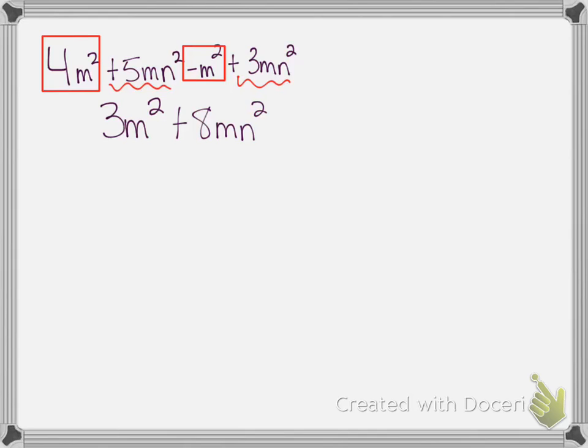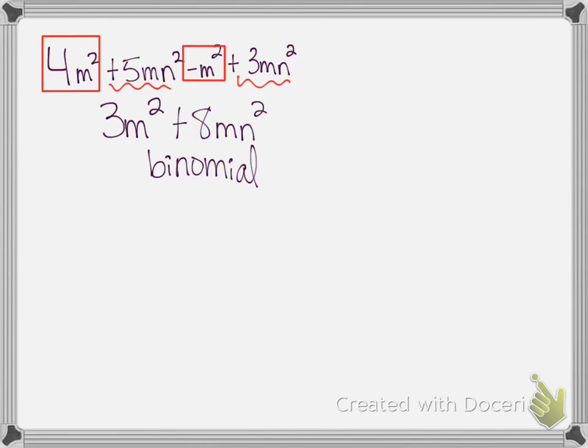We are going to classify the polynomial. So how many terms are there? 3. When we simplify it, how many terms? 2. 2 terms, so it would be called a binomial. That's what it means by classify.